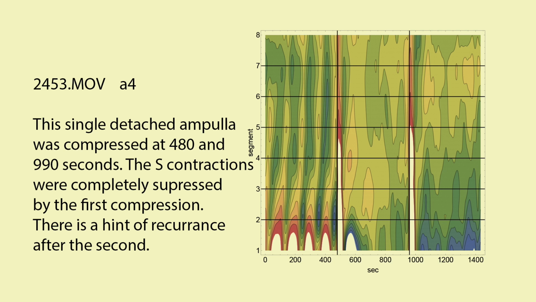The first compression occurs at 480 seconds. In 40 seconds, segment 1 became small and segments 3 to 5 became large. After that, there is no clear oscillation until the next compression at 990 seconds, which, after some time, induces faint hints of oscillation in segments 1 through 3.